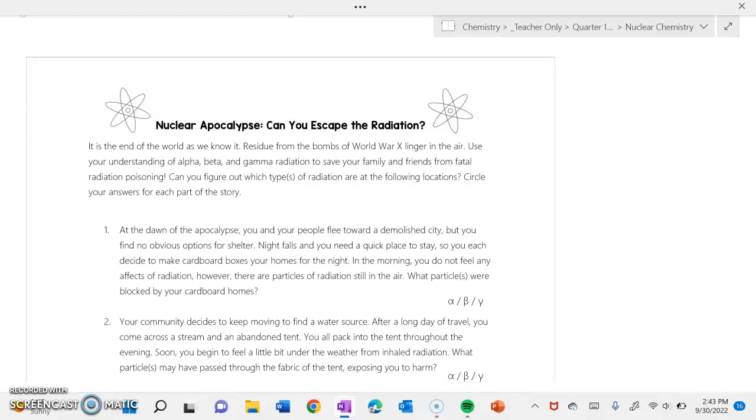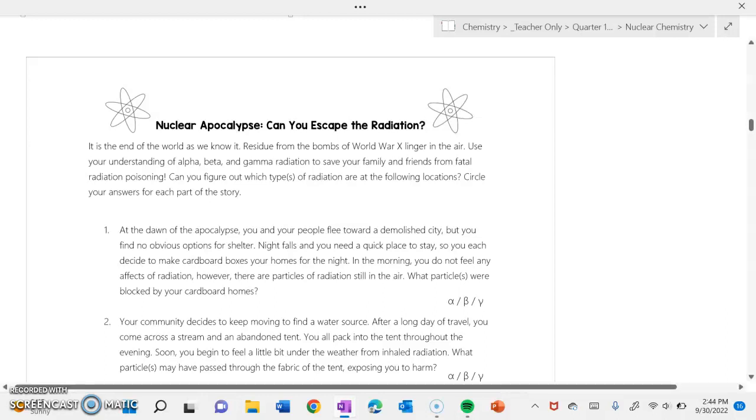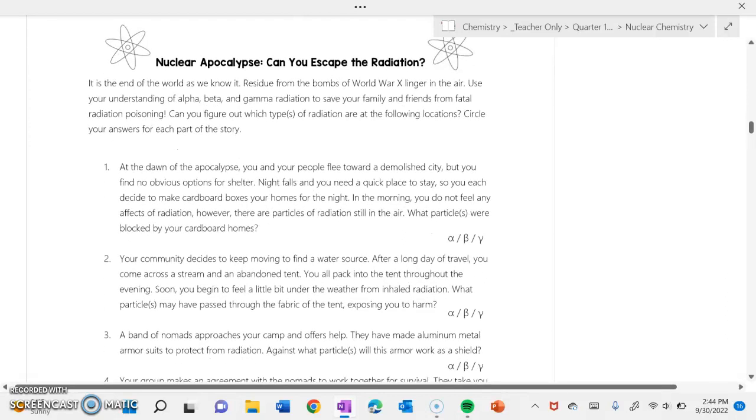It is the end of the world as we know it. Residue from the bombs of World War X linger in the air. Use your understanding of alpha, beta, and gamma radiation to save your family and friends from fatal radiation poisoning. Can you figure out which types of radiation are at the following locations? Circle your answers for each part of the story.